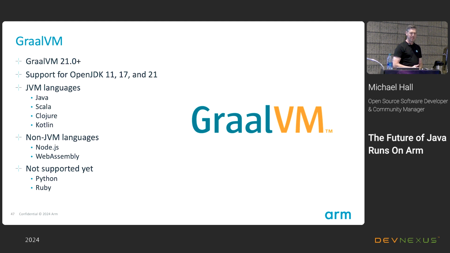GraalVM also added support back in, well, I shouldn't say back. GraalVM 21 is where its support landed. That has been backported to now support OpenJDK's 11 and 17 as well. And according to their website, you can run the JVM languages, Java, Scala, Clojure, and Kotlin with GraalVM on AArch64, as well as Node.js and WebAssembly, but not currently Python or Ruby. But anybody running Java on GraalVM, building native images, you can do that now on AArch64.